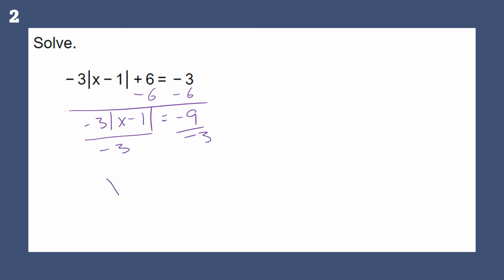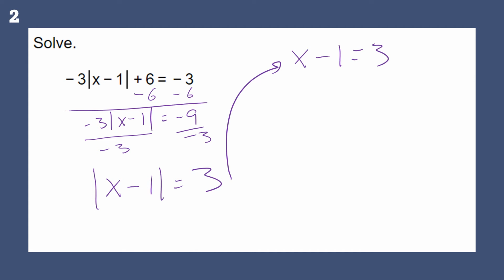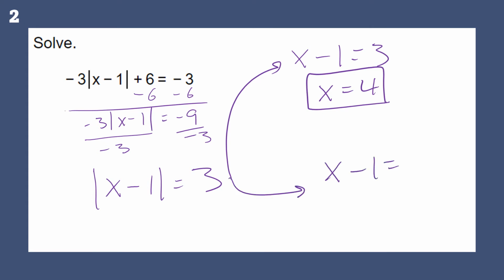And when I do that, I get x minus 1 equals 3, positive 3. And since it's absolute value, that's going to be 2 equations. First, it could be x minus 1 equals 3. And then I could solve it and I get x equals 4. Or what could happen is it could be x minus 1 equals -3. And if I add 1 to both sides, I get x equals -2. So I end up with both of those as solutions.